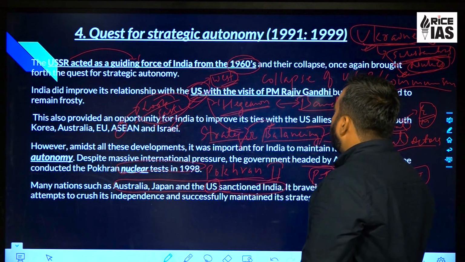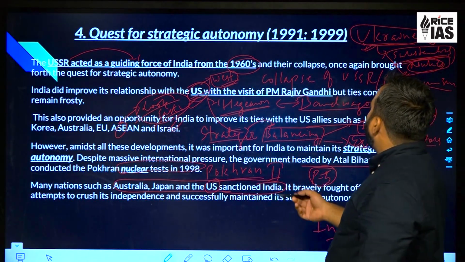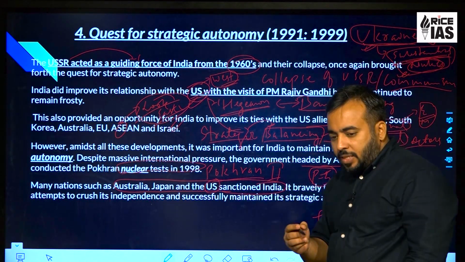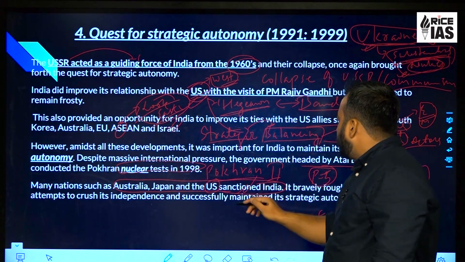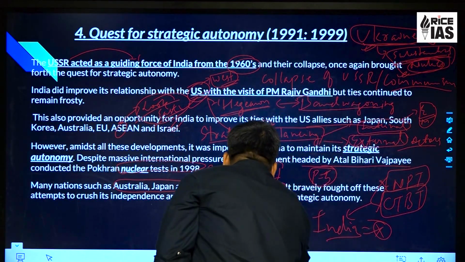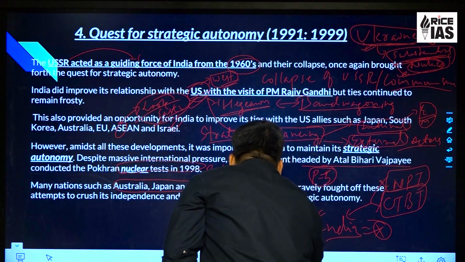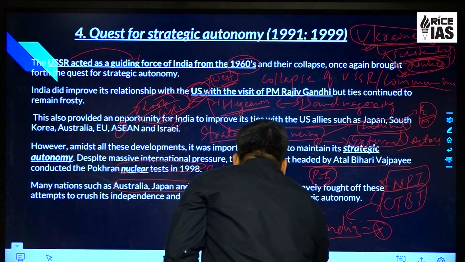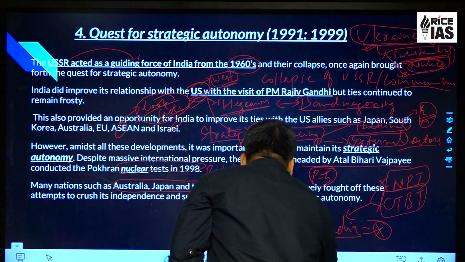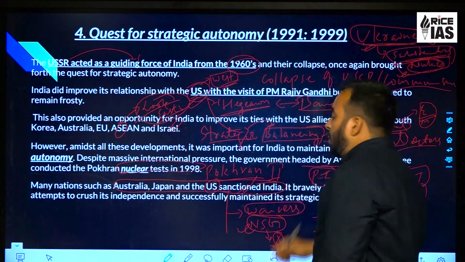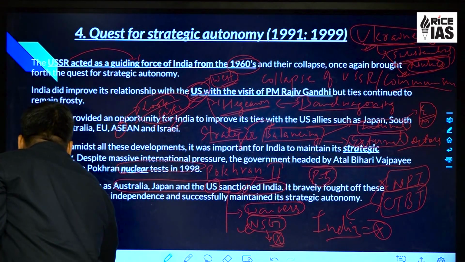So however, over a period of time we will see that India, after 1999, after this sanction, got multiple waivers. India is not a member of the Nuclear Suppliers Group. But India is treated like a member of the Nuclear Suppliers Group because India is a responsible nuclear power.